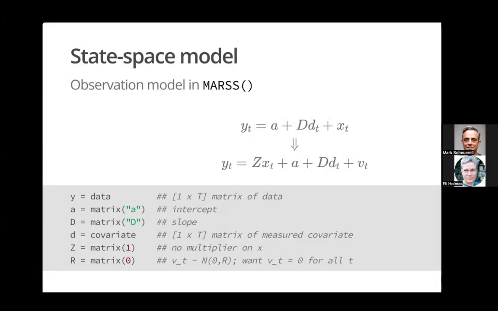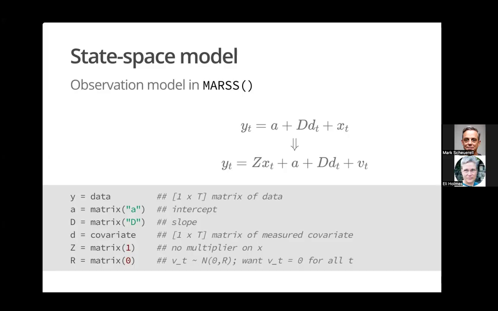Okay, so you've seen a little bit now of the Mars package. So to make, this is the model you want. This is our linear regression model. This is this full form for a Mars model. So basically you'd have wire your data. A is going to be an intercept. D is the slope. This D sub T is your covariate. We don't want any multiplier on X here, so that becomes a 1. And R goes to 0 because we want this thing to be 0 for all T. So this is the way you would code that for your model list in Mars.